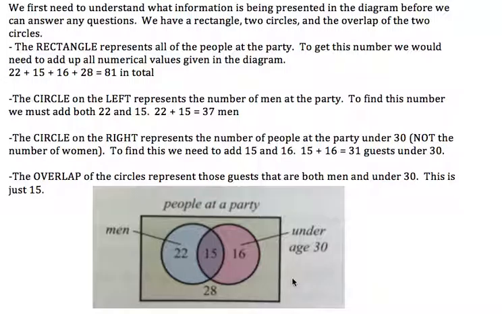So if I want to find the total number of women at the party, I would need to take the 28, that's women over the age of 30, and add to it 16 to represent the women that are under the age of 30. Hopefully this has helped you, and you are now prepared to tackle problems 59 and 60 on page 38.